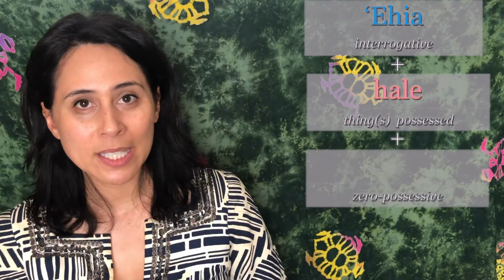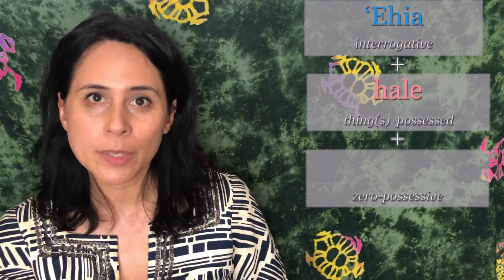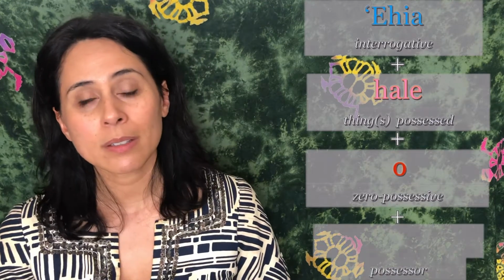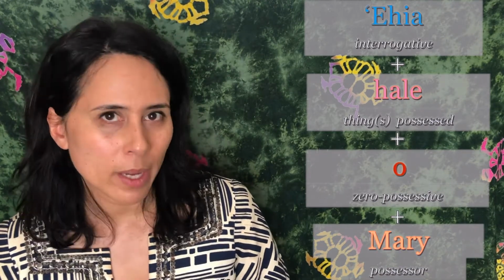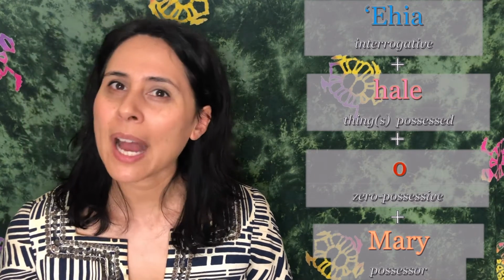So if you wanted to say, how many houses does Mary have? It would be ehia, thing being possessed, house, hale. Zero possessive, hale is an O class object, o, possessor, Mary. Ehia hale o Mary. How many houses does Mary have?